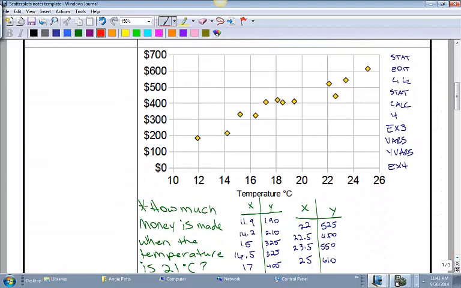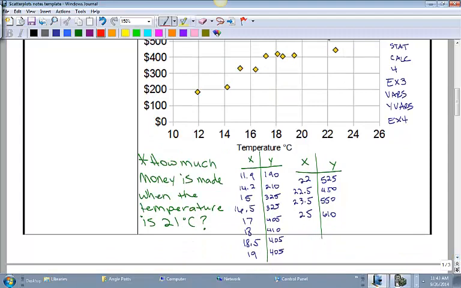Remember to pause and go and copy all that information down if I'm running too fast, since I already wrote this stuff down. Second scatter plot down here, we've got a question right down here that I asked you about it. Okay, how much money is made when the temperature is 21 degrees Celsius?